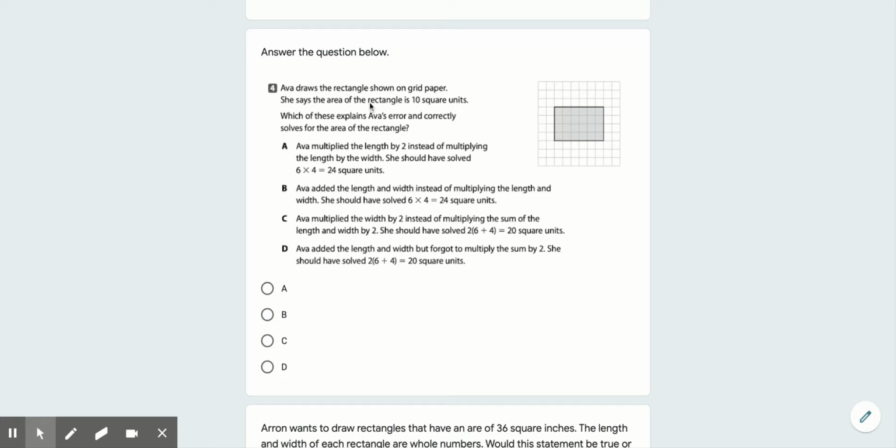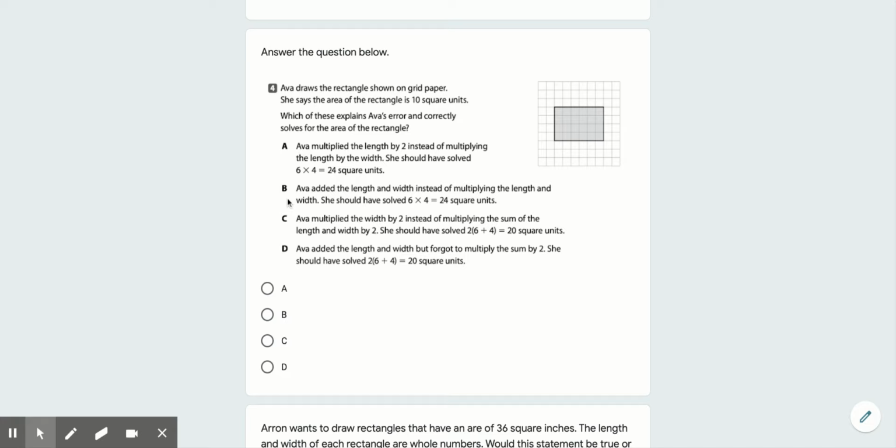She says the area of the rectangle is 10 square units. Which of these explains Ava's error and correctly solves for the area of the rectangle? So what they're saying is Ava's wrong. This is not 10 square units. But how do you fix it? How many square units is it really? So how can you tell me how many square units it is?